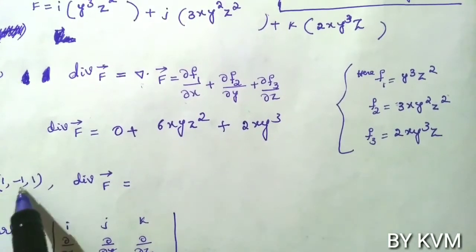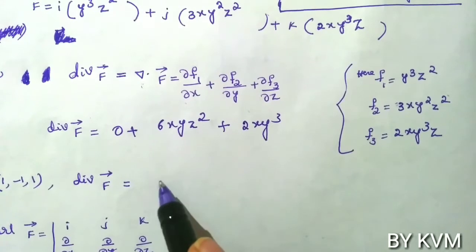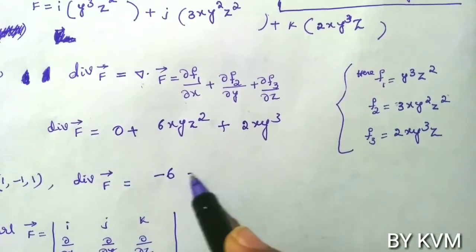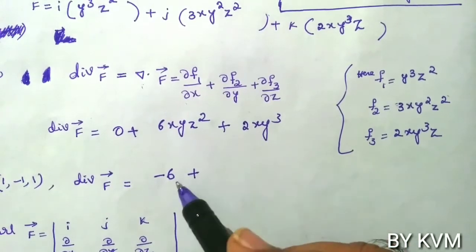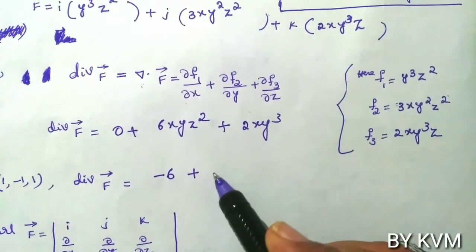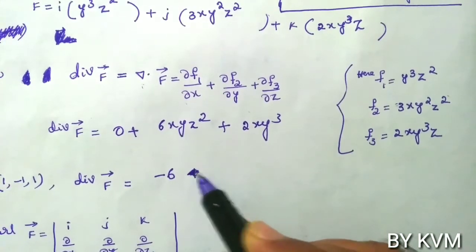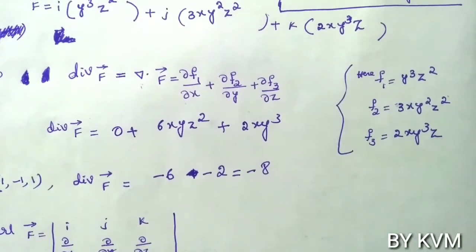So put x equals 1, y equals -1 and z equals 1. So divergence of vector f is, so -x, where x is 1, y is -1, z is 1. It is -6 plus, here x is 1, y is -1, so it is -2. So -6 -2 is -8.